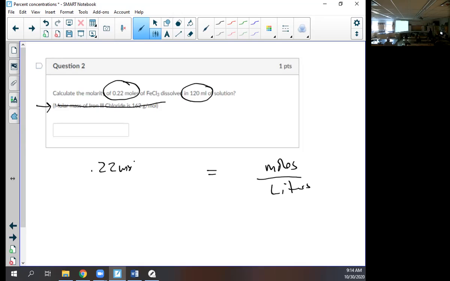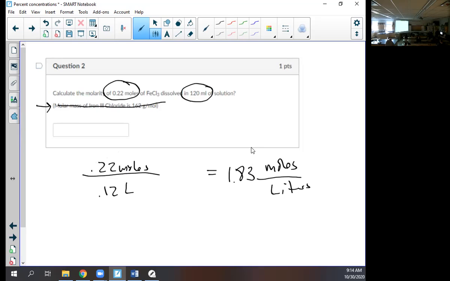0.22 moles divided by 0.12 liter. Like, you're annoyed now. You're like, oh, what a butthole. But I mean, you didn't like me anyway, so it's not that big of a loss. So 0.22 divided by 0.12, I don't know, it's 1.83.